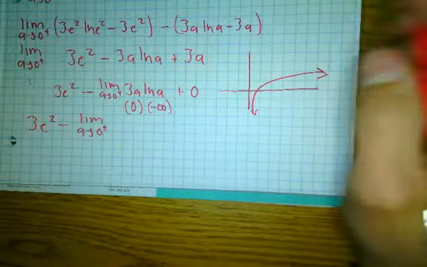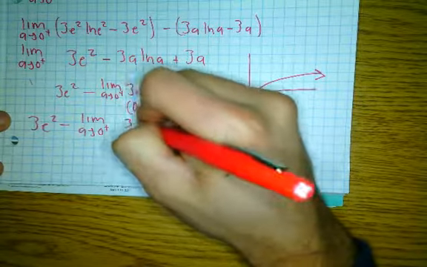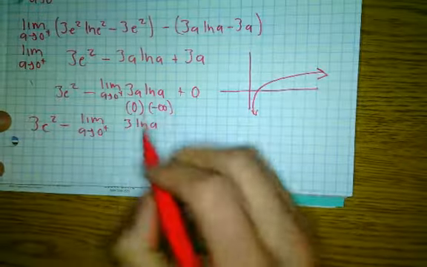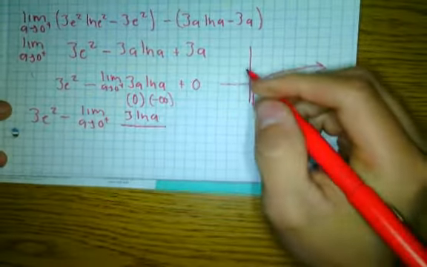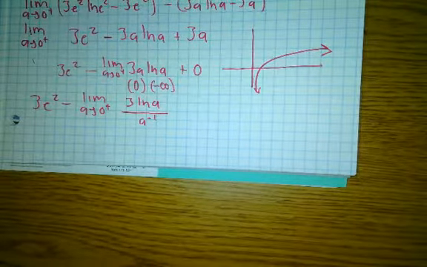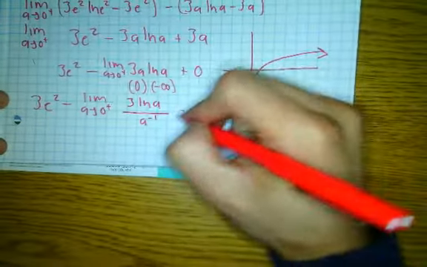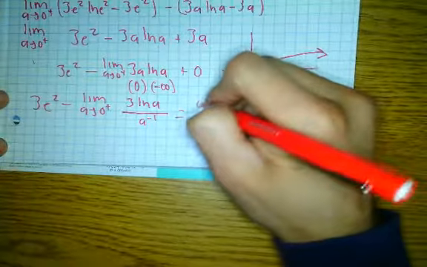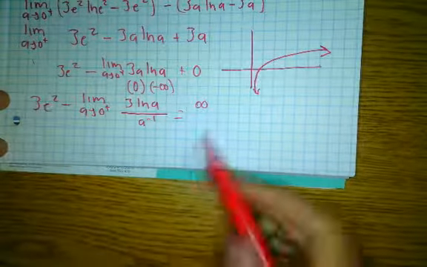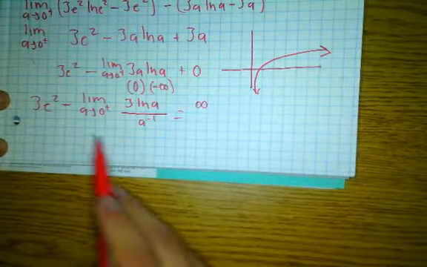Do 3 ln a over a to the negative 1. So you're saying do 3 natural log of a over what? Over a to the negative 1. Okay, is that the same thing as what it is above? Okay, let's plug in. If you plug in 0 here, you get some type of infinity, right? Because as we approach 0, it goes to infinity, right?